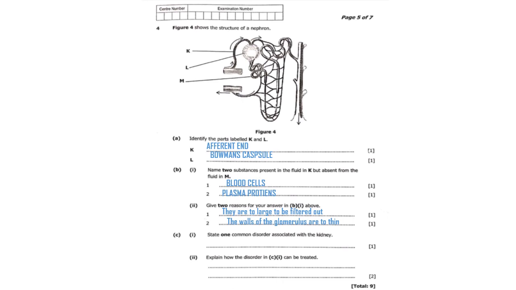C. State one common disorder associated with the kidney. Here our answer is kidney failure. Explain how the disorder in C1 can be treated. So kidney failure can be treated by kidney transplant or using a dialysis machine. These were the questions. These were the answers for question 4.